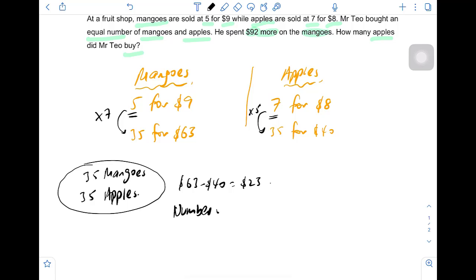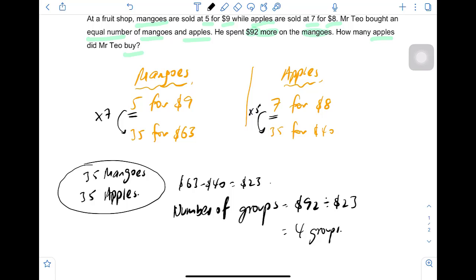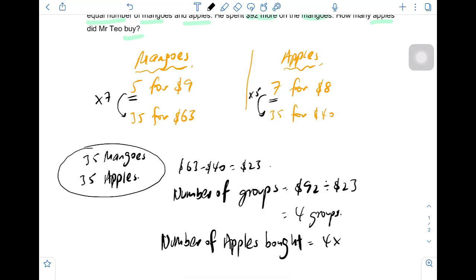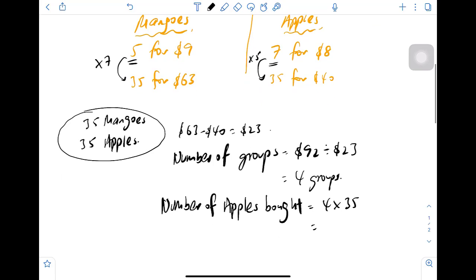Number of groups. 92 divided by 23. So you're going to get 4 of such groups. How many apples did he buy then? Now, since you have 4 of these groups, in each group there are 35 apples. So number of apples bought will be 4 times 35, which is going to give us an answer of 140 apples. Final answer, 140 apples.